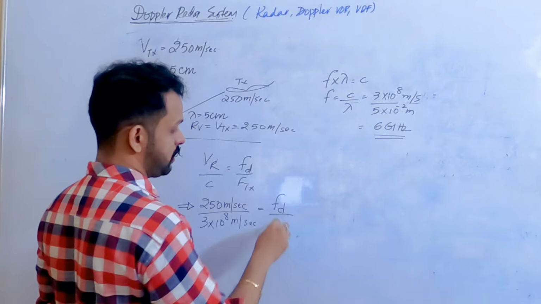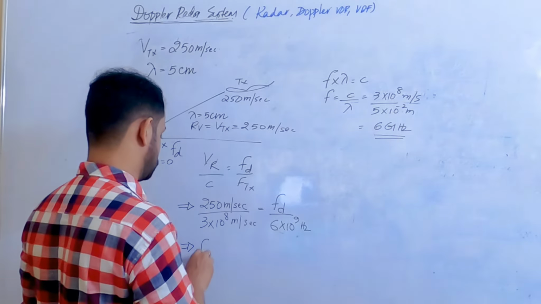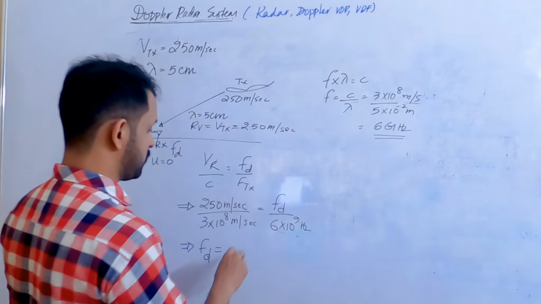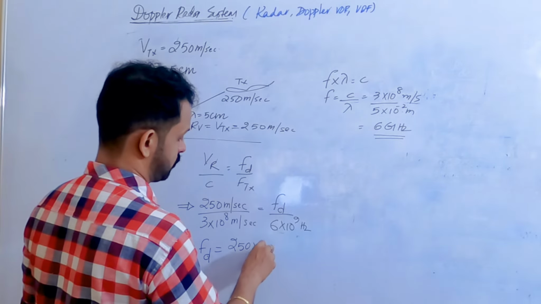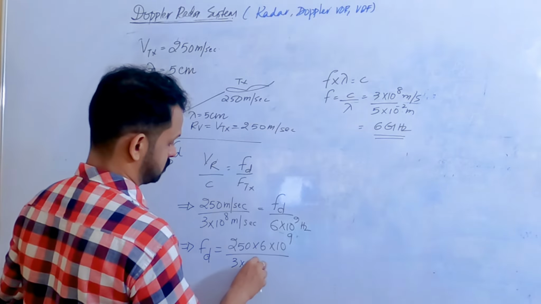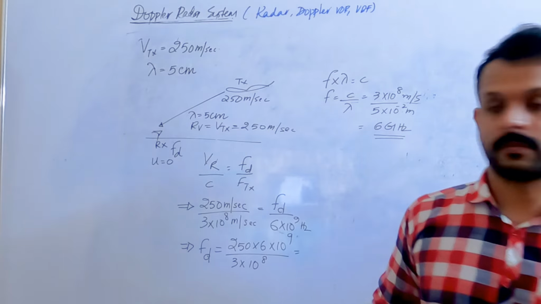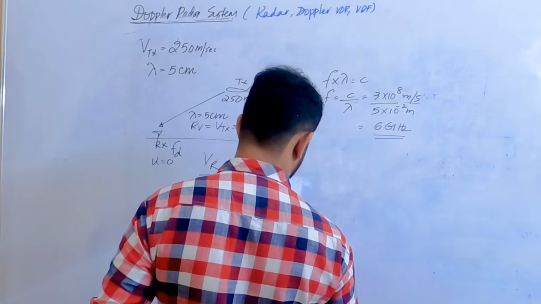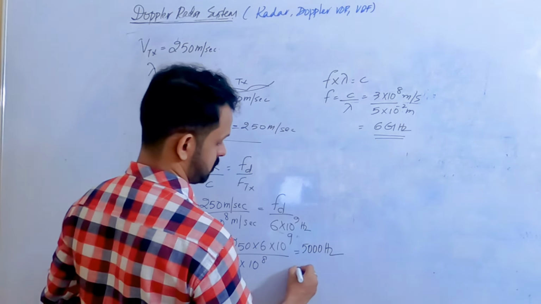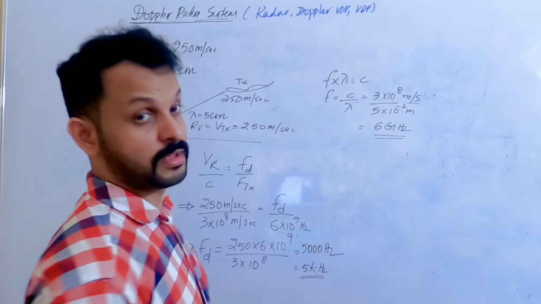So substituting that here, giga is 10 to the power 9 hertz. Therefore, the Doppler shift frequency, or the beat frequency, will be 250 into 6 into 10 to the power 9 divided by 3 into 10 to the power 8. That gives 5,000, and 5,000 is in hertz. Therefore it is 5 kilohertz, which is the shift in frequency.